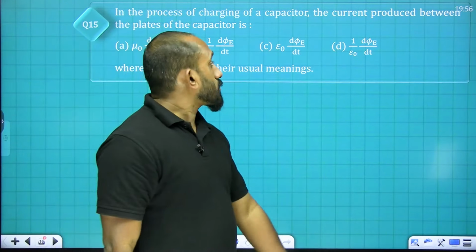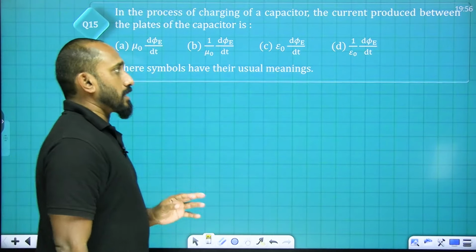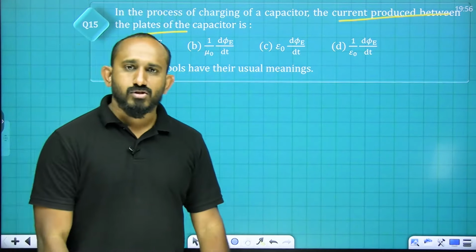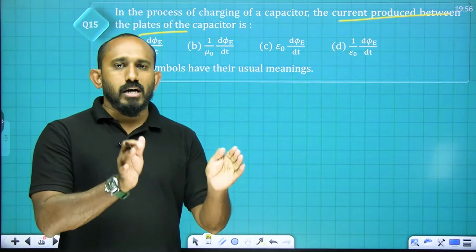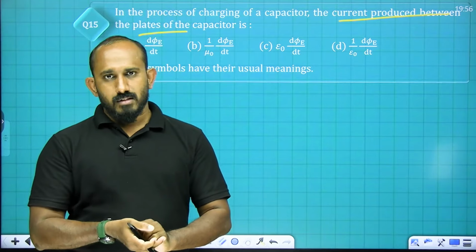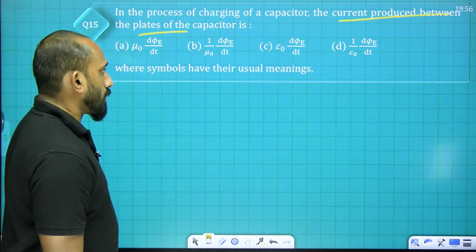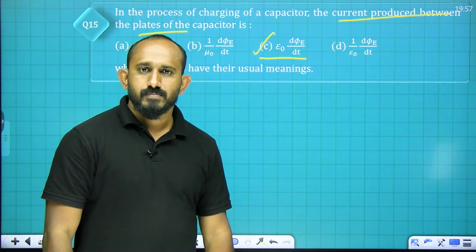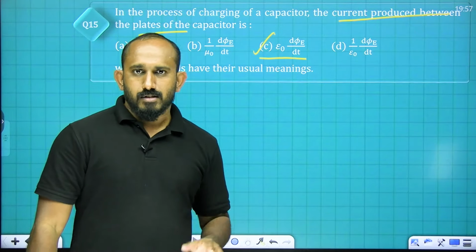In the process of charging a capacitor, the current produced between the plates of the capacitor is. So the current produced between the plates of a capacitor is actually a mix of this AC and EMFs, we can say. In a capacitor charging, between the plates of the capacitor there is a variation of electric field. Because of the changing electric field, a current is induced, and that is called displacement current, and that equation is epsilon 0 d phi E by dt. So C is the correct answer there. This part you can have in EM waves also. Let's move to the next question.